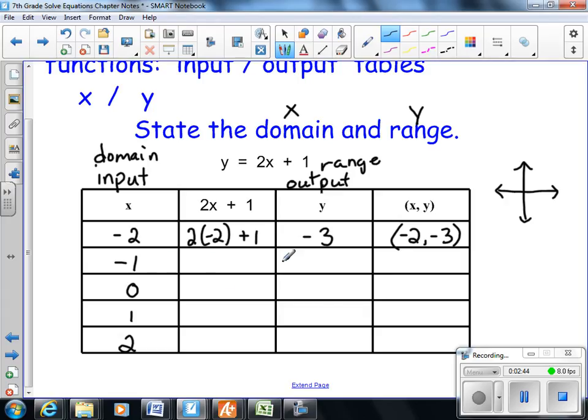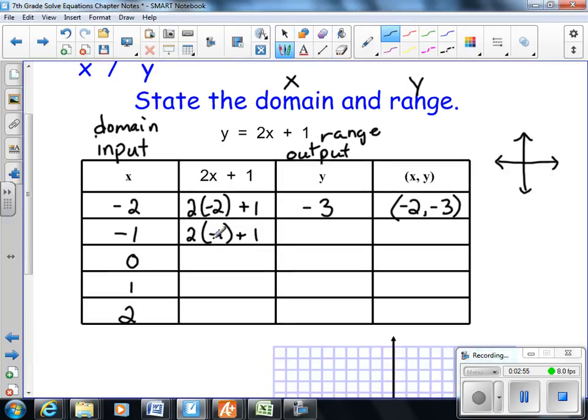Turn to your partner, and you all plug in a -1. Do the next one and see what you get for your Y value or your output. What did you get when you plugged -1 in for X? -2 plus 1. So my ordered pair is -1, -1.